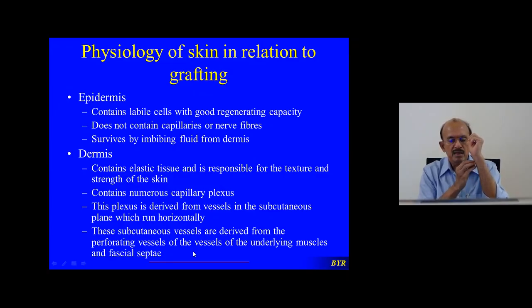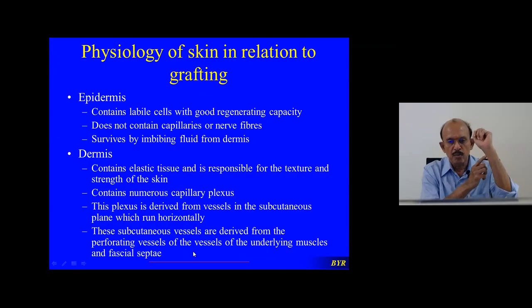And the subcutaneous blood vessels are derived from the perforating vessels coming from the muscles. So there are vessels in the muscles. Those vessels give off perforating branches subcutaneously. These subcutaneous branches run in the subcutaneous tissues and run into the skin. So now what do you understand by this?